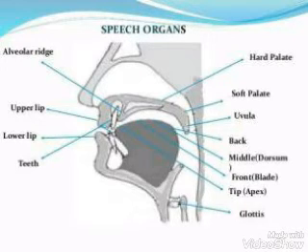4. Narrowing of the pharyngeal wall and back of the tongue, for example the H sound.